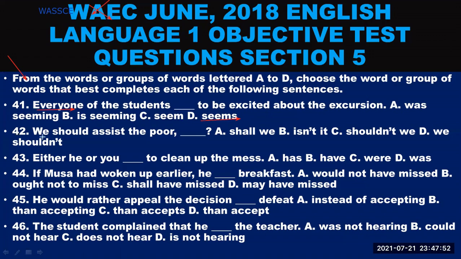Question number 42, we should assist the poor, dash. This is a question tag, and the rule is that when we have a positive statement, we should have a negative tag. If we have a negative statement, we should have a positive tag. And another rule is that when we use an auxiliary verb such as should, then another form of that auxiliary verb ought to be used in the tag as well.